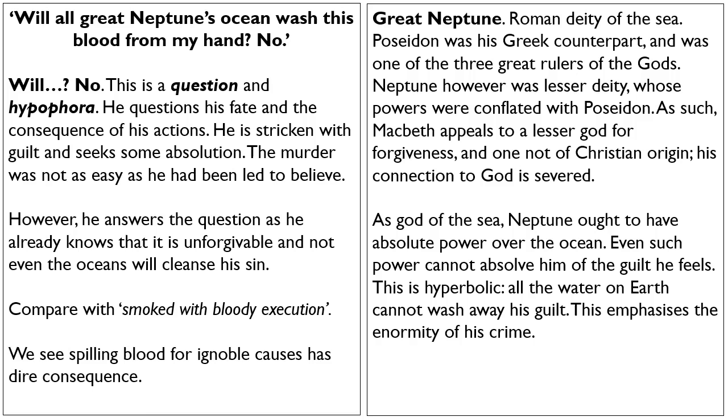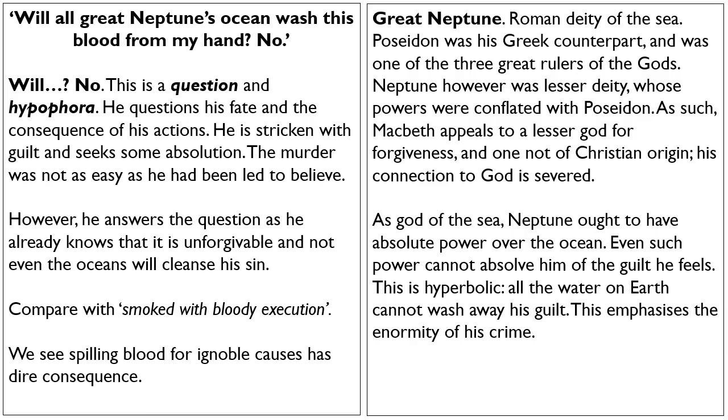Now Poseidon was his Greek counterpart, and in Greek mythology, Poseidon was one of the three great rulers of the gods. However, Neptune in Roman mythology was a slightly lesser deity. His powers were kind of conflated, mixed up with Poseidon. As such, Macbeth is appealing to a lesser god for forgiveness. Not a Christian God, because his connection with God has been severed. Remember that he cannot speak amen.